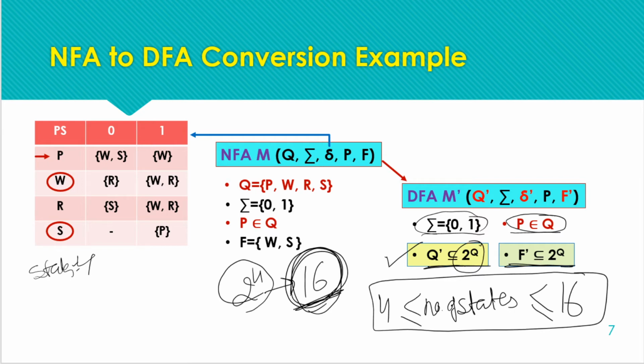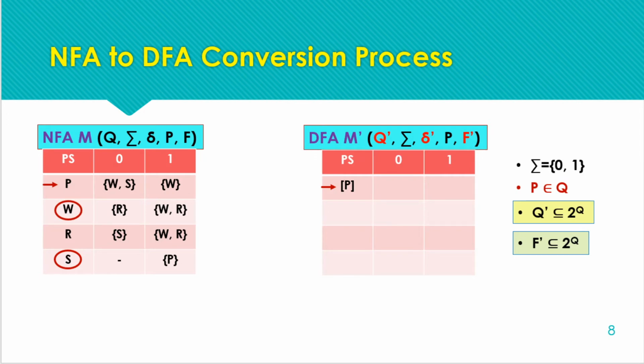Next, starting with the conversion process for the given NFA M and the DFA M dash, as we have already covered, the initial state is the same for both machines, the NFA as well as the DFA. So we can directly write this complete initial state as the initial state of the equivalent DFA.